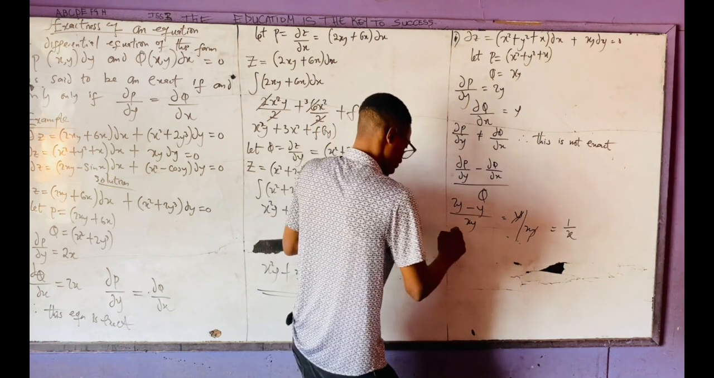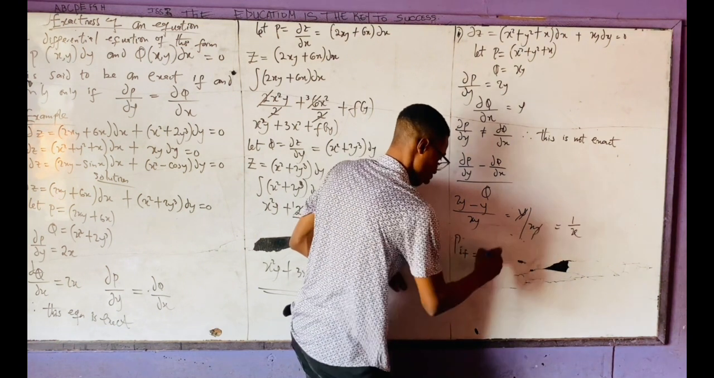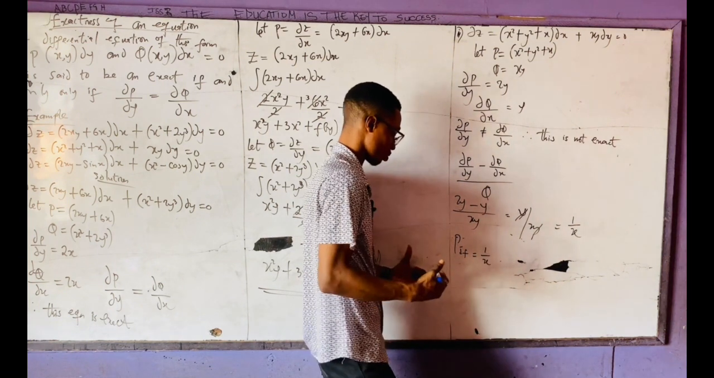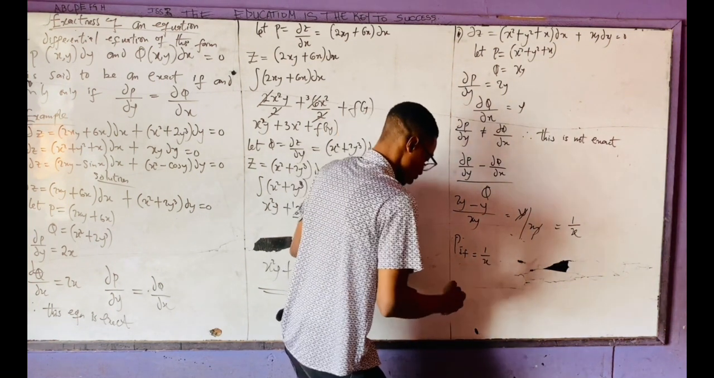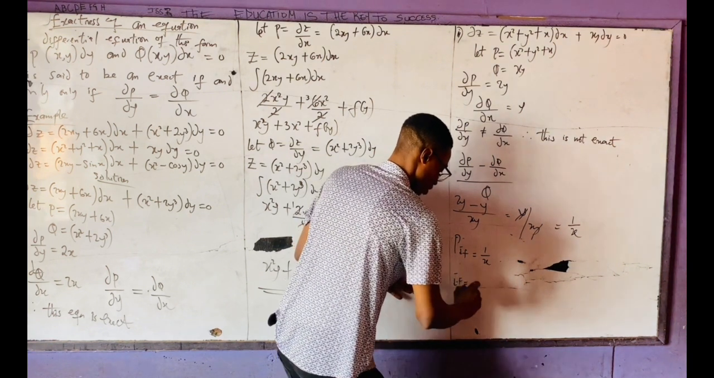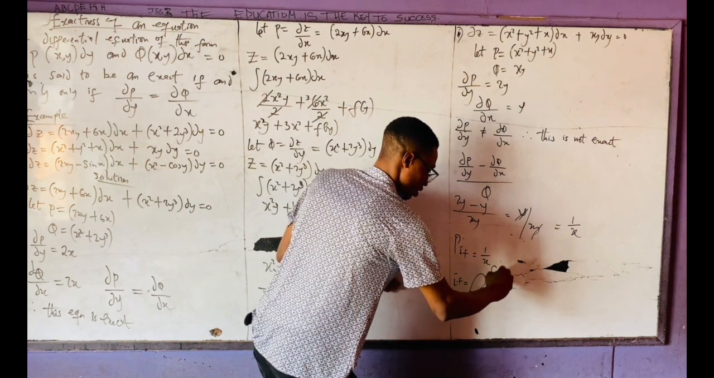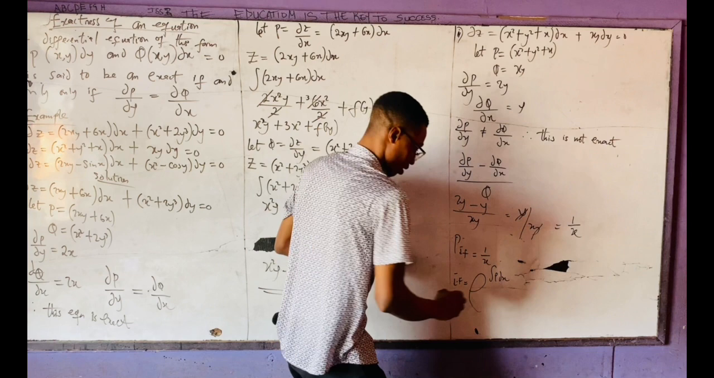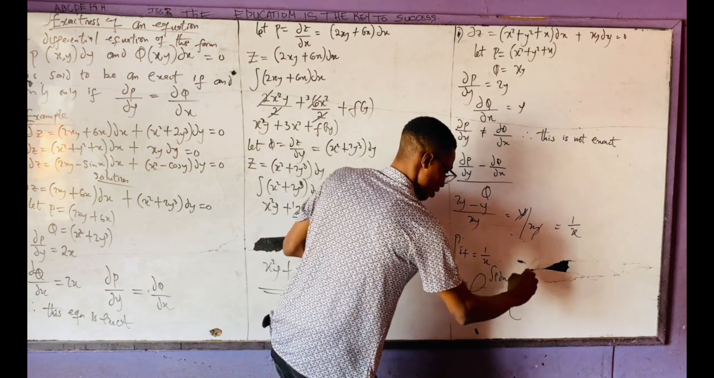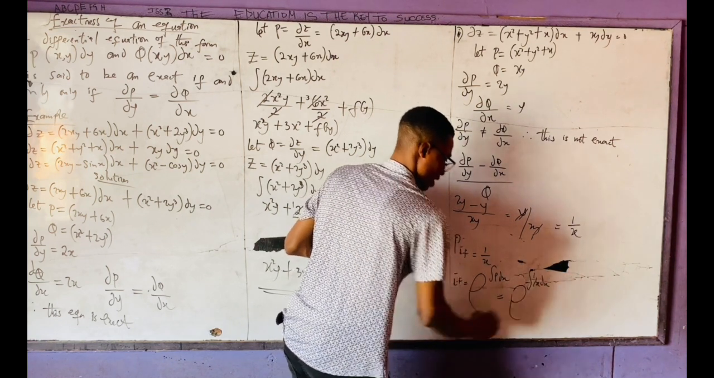At the same time, this y can go with this y and we have 1 over x. So p of IF is equal to 1 over x. Of course, IF means integrating factor. Now what we need to do is to introduce what we call IF. Integrating factor is equal to exponential raised to the power of integral of p dx. Now we have exponential to the power of integral of 1 over x dx.